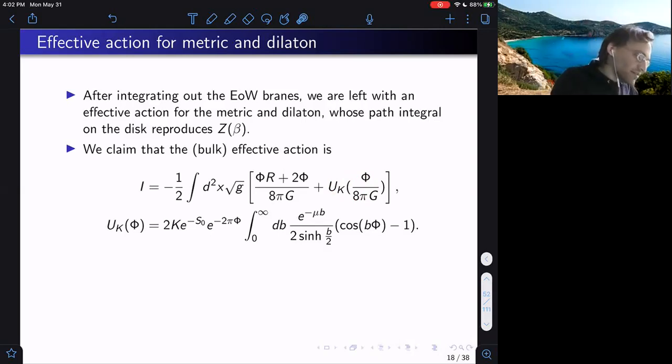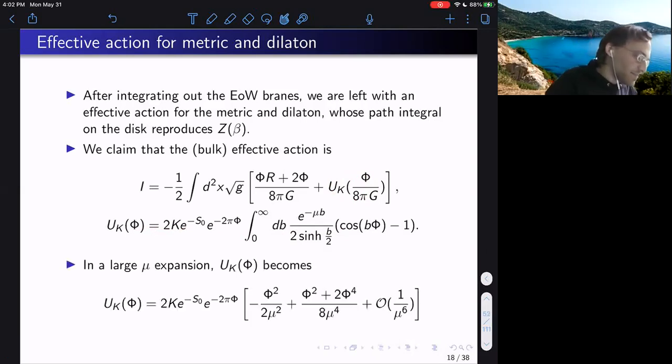And so here's the formula for this extra potential, which I call U of k. And in the spirit of effective field theory, I'm going to expand it in a large mu expansion, or a large mass expansion, because mu is like the scale of the physics that we're integrating out. So this is what you get. Basically, it's e to the minus 2 pi times the dilaton, and then here you just have polynomials in the dilaton. So now I have to convince you that this is the correct effective action, the correct potential.